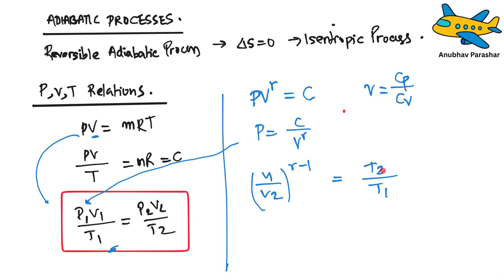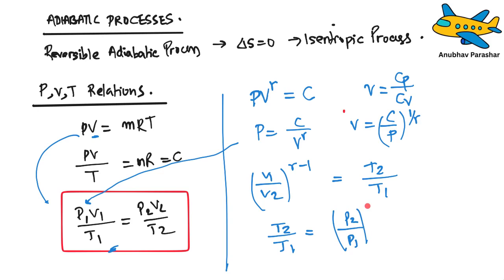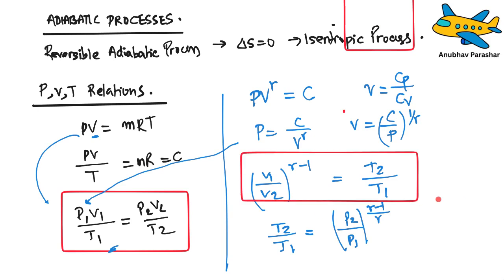Okay, and similarly, you can write V is equal to C divided by P to the power 1 by gamma. You can replace V in the same equation and you will get a relationship between pressure and temperature, which will be like T2 by T1 is equal to P2 by P1 to the power gamma minus 1 by gamma. These equations are very important, especially this one, because while doing the Brayton cycle, you are going to use all these equations repeatedly, while trying to solve the numericals there. These equations will be frequently required.